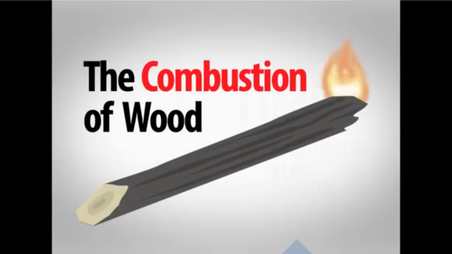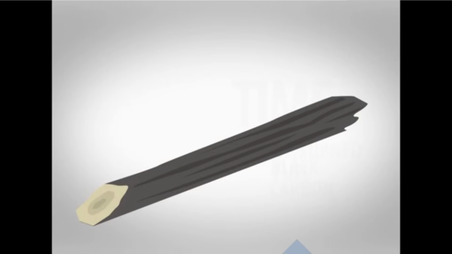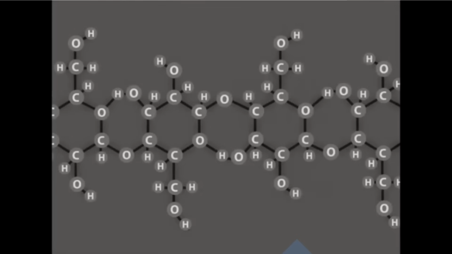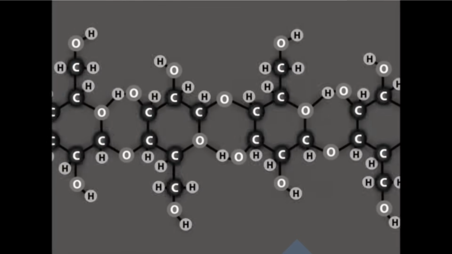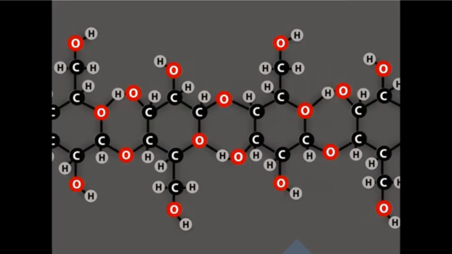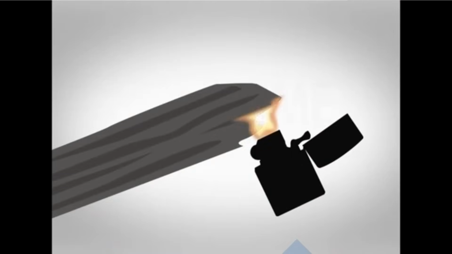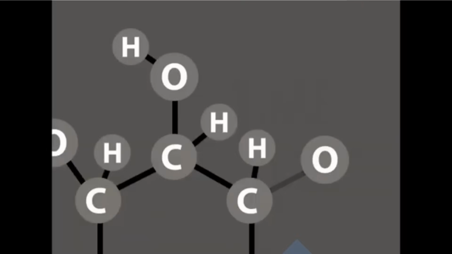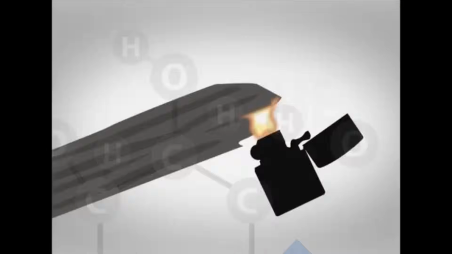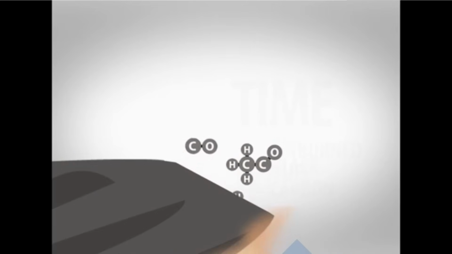In simple terms, combustion is the burning of something. Let's take a look at the combustion of wood. Wood is made up of a bunch of different compounds that contain mostly carbon, hydrogen, and oxygen atoms. And these compounds are held together by bonds. When wood is heated, usually from the heat of a match or a lighter, some of the bonds break, and as a result, different chemical compounds are released as vapor into the air.